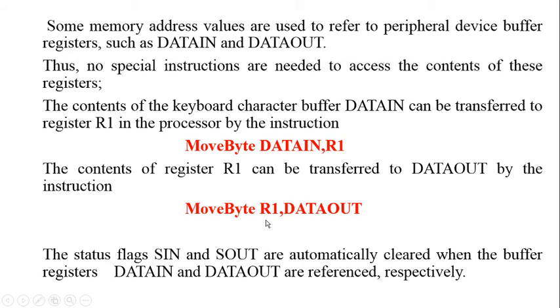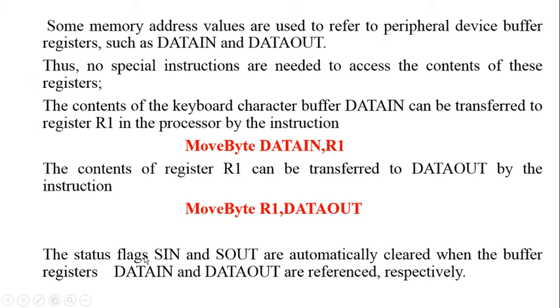Similarly, in case of displaying, Move byte R1, data out. What is the meaning? Move content from processor register R1 to the output register data out. This is possible. That means we can make use of the same move instruction in order to transfer data between processor and input output unit.